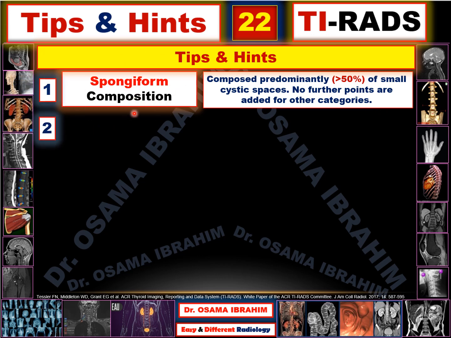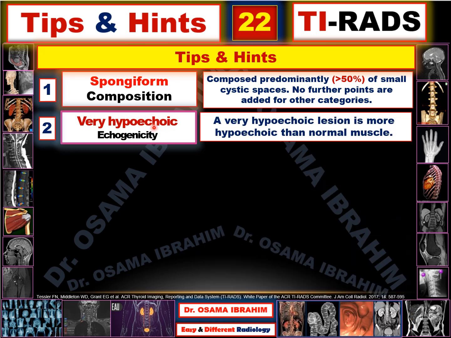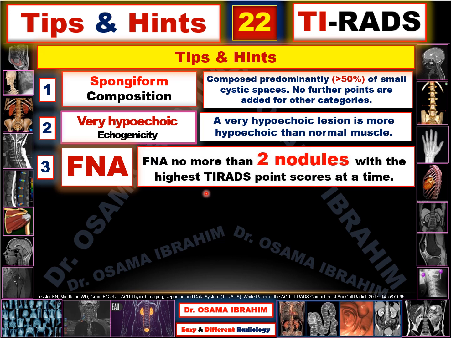The next tip from my presentation today is very hypoechoic echogenicity. The description of echogenicity can be done by comparing the nodule with the normal muscle. If it is more hypoechoic than the normal muscle, it is considered very hypoechoic, and this echogenicity takes score 3. However, spongiform takes a score of 0, and no further points need to be added if the nodule is spongiform. The third tip from my presentation today is FNA.